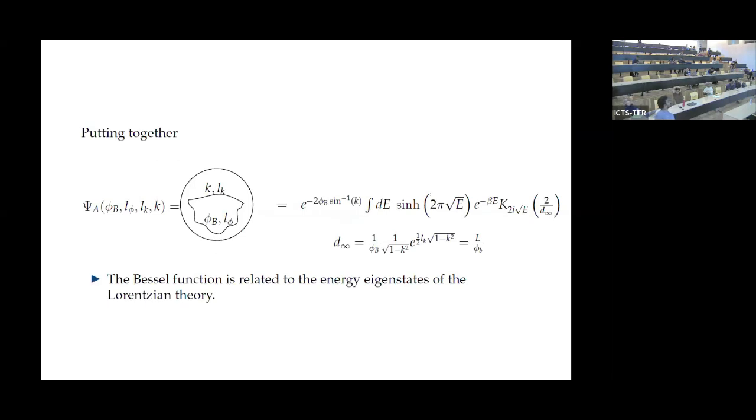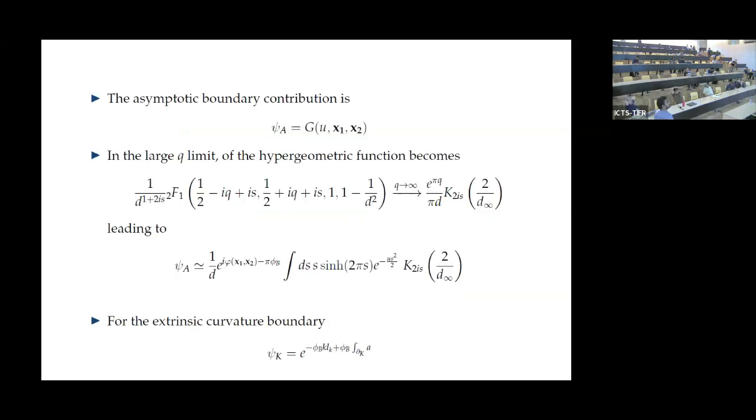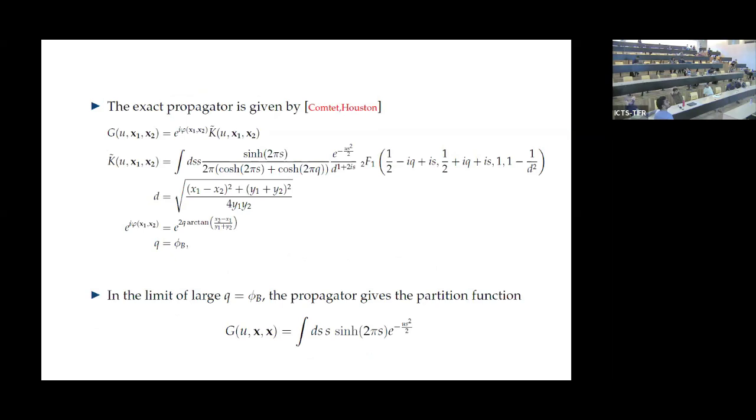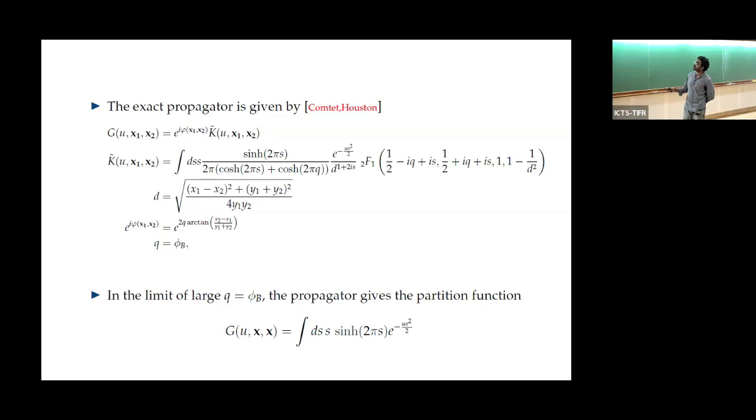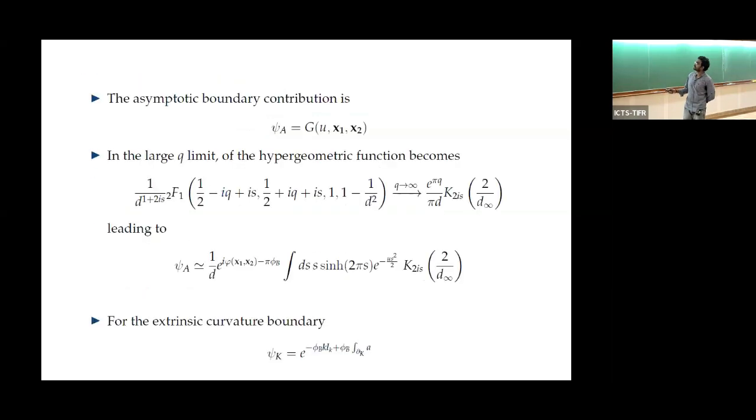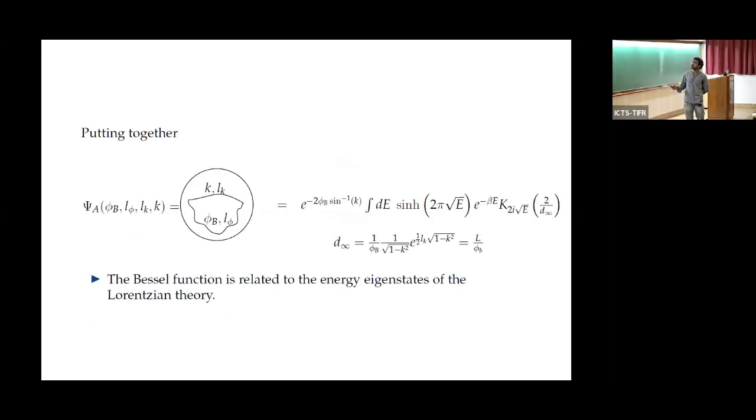Okay. So putting these two together, what you obtain is this. This is just coming from the asymptotic propagator. And further, if we take the large Q limit of this object here, the spectral density, we see that the cosh term drops off and we just get the sinh term. Okay. So that gives the sinh term. And this phase factor here from the asymptotic propagator and the contribution of the extrinsic boundary combinedly become this nice object which is just dependent on the extrinsic curvature.